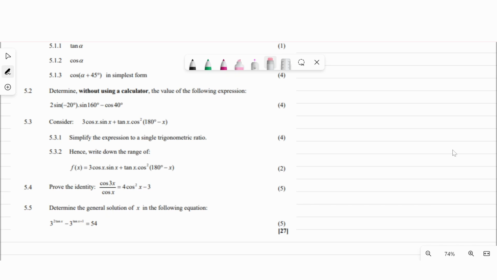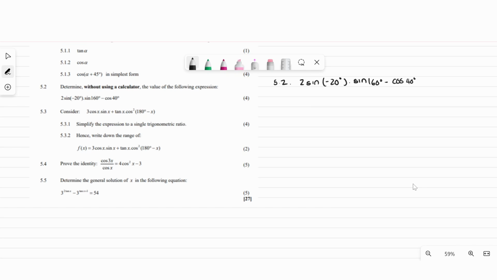Then now we're going to do 5.2. It says determine without using a calculator the value of the following expression. So this is the expression. What I'm going to do is make every trig ratio have a degree of 20. So I'm going to change this 40 and use compound identity to change this one. 2 multiplied by 20 is going to give you 40. Then I'm going to change this one using reduction. So let me do that.